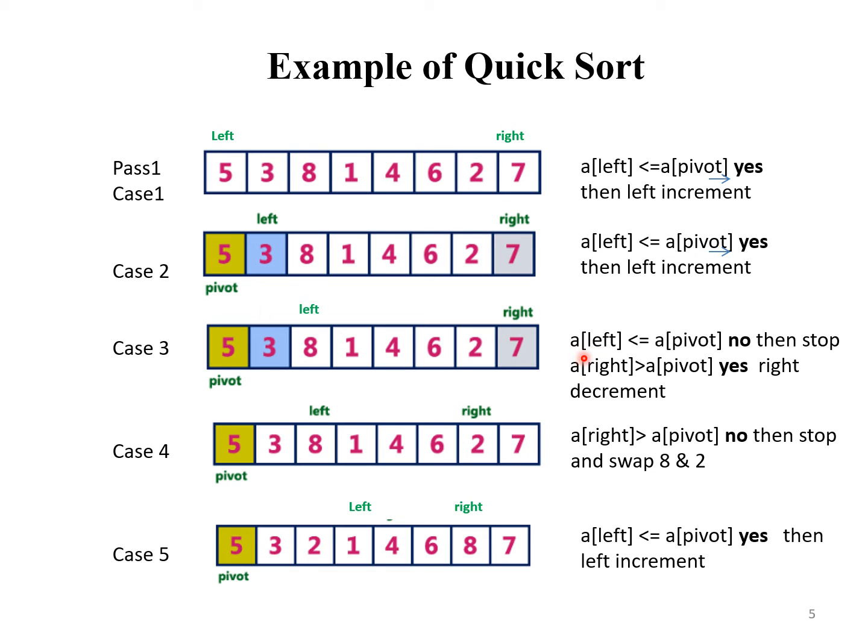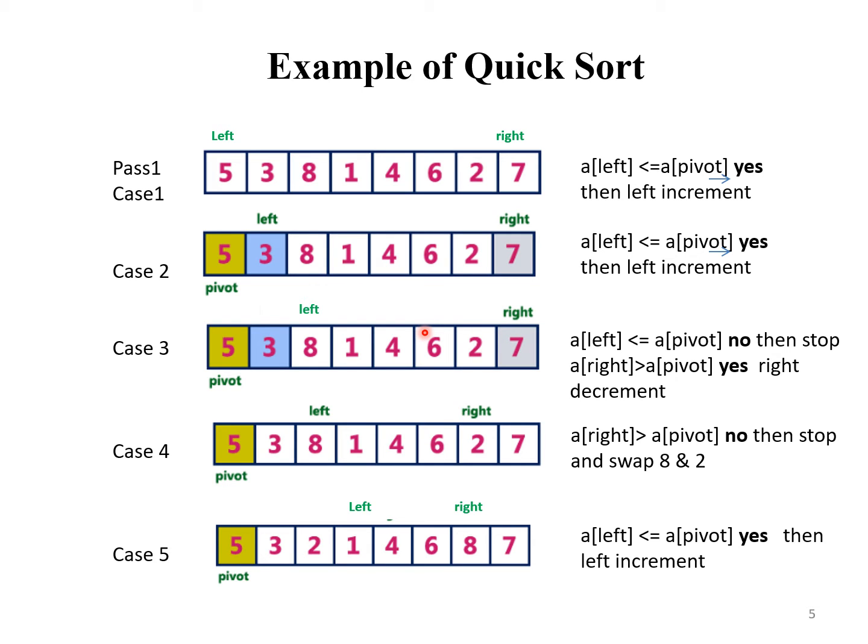Now repeat this process. A of left is less than or equal to a of pivot. So here a of left is 8, and pivot is 5. So 8 less than or equal to 5, this condition is false. So here our left pointer stops. When the left pointer stops, then we decrement our right pointer.